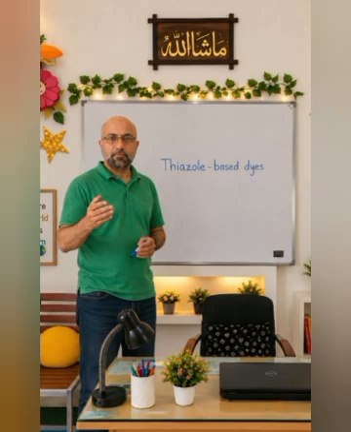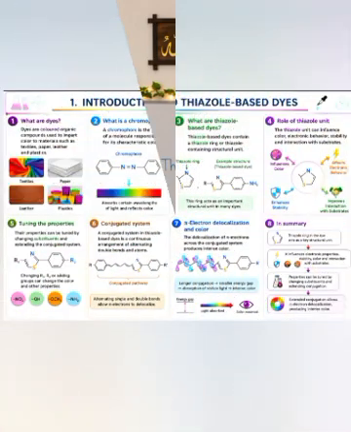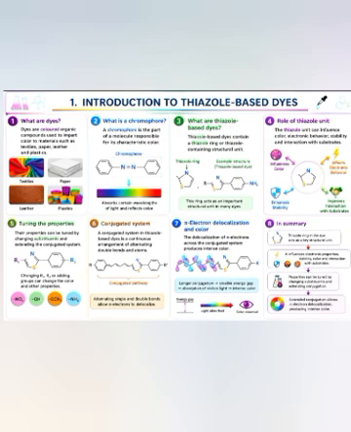First of all, introduction. Dyes are colored organic compounds used to impart color to materials such as textiles, papers, leathers, and plastics. And a chromophore is the part of a molecule responsible for its characteristic color.